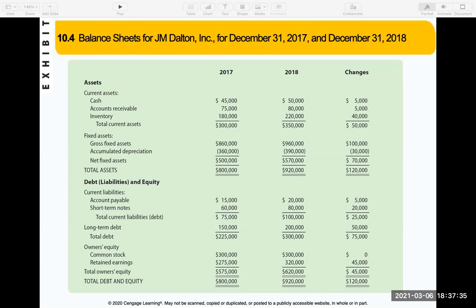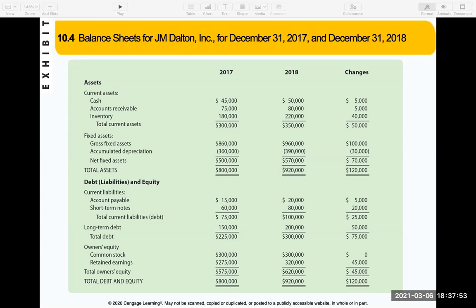And as you can see at the bottom, actually, check this out. Total assets, $800,000. And then you also have total debt and equity, $800,000, right? It should add up. Same thing in 2018. If not, there is some discrepancies that need to be reviewed.